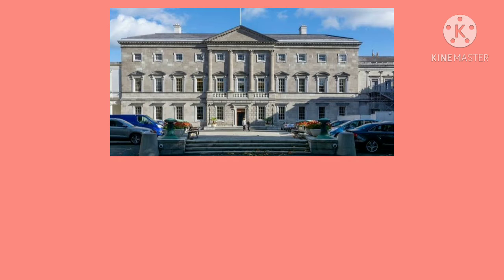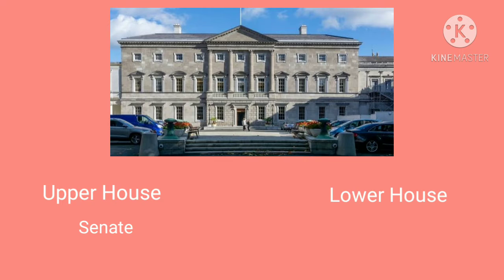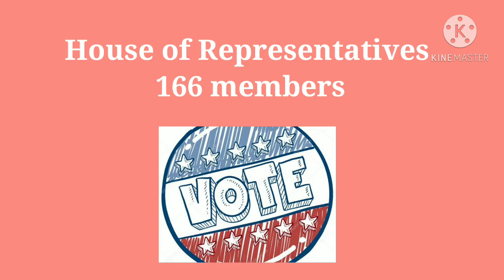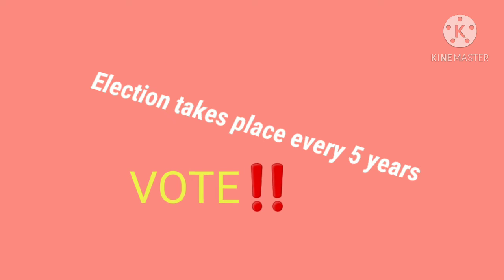Under the legislative branch, they have the upper house and the lower house. Under the upper house, they have the Senate, and under the lower house, they have the House of Representatives. The House of Representatives has 166 members who are elected using proportional representation with a single transferable vote. Elections take place at least every 5 years.